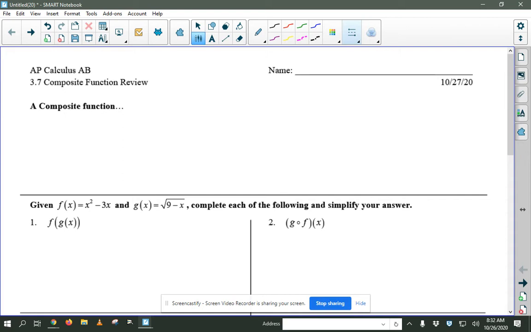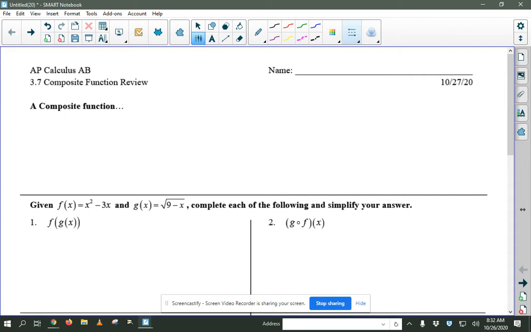So we talked about composite functions, and composite functions are something that should not be new to you. It is something that you should have learned in Algebra 2 Trig or the honors, or in pre-calc or honors, and so we're going to review some of those pieces today.